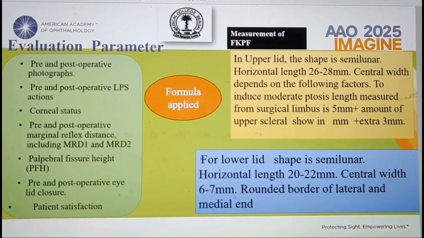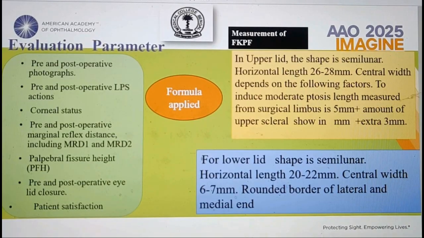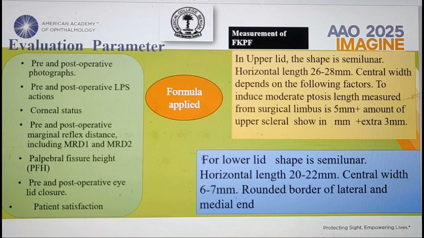Formula applied: measurement of FKPF for the upper lid: the shape is semilunar, horizontal length 26 to 28 mm, and central width depends on the following factors. To induce the moderate process, length measured from the surgical limbus is 5 mm, amount of upper scleral show in millimeters, plus an extra 3 mm. For the lower lid, the shape is similar, horizontal length 20 to 22 mm, central width 6 to 7 mm, rounded bottom, and lateral and medial ends are rounded.